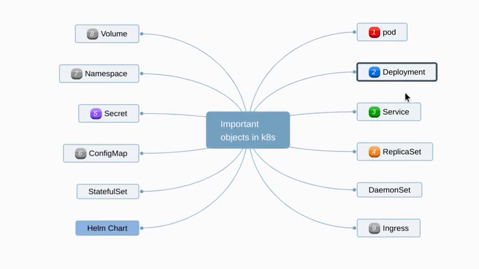Then service. Service is the third object. The numbering I just gave is based on my understanding; it is not given by the Kubernetes team. Services are used to expose the pod to the client, which may be internal or external. Services have 3 types. One is ClusterIP, which is the default one.